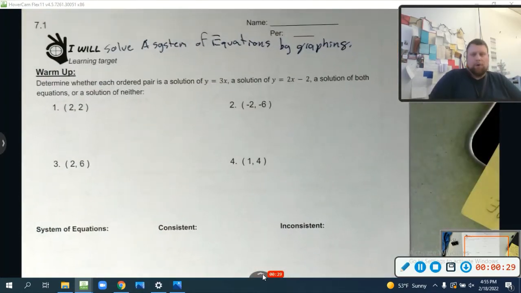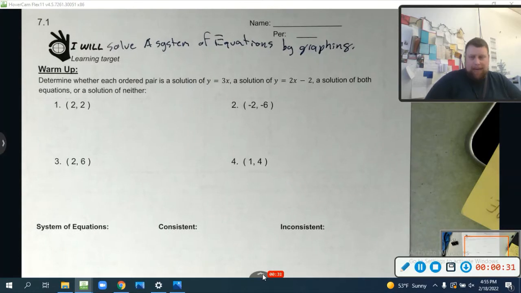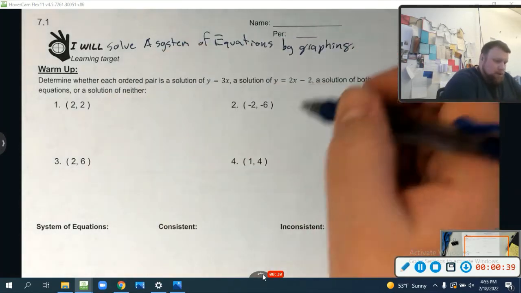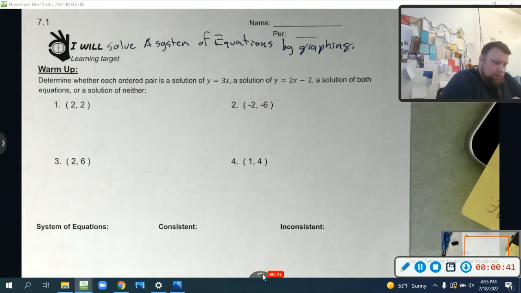And this is your warm-up. Go ahead and take a minute, pause this, so you can try it out. You got to check these solutions, but I'm going to move on. It says determine whether each ordered pair is a solution of y equals 3x, a solution of y equals 2x minus 2, a solution of both equations, or a solution of neither.